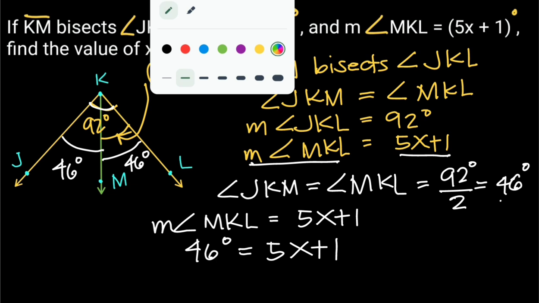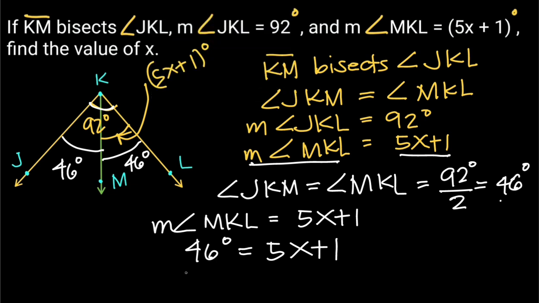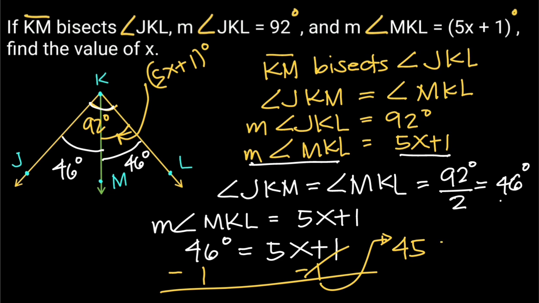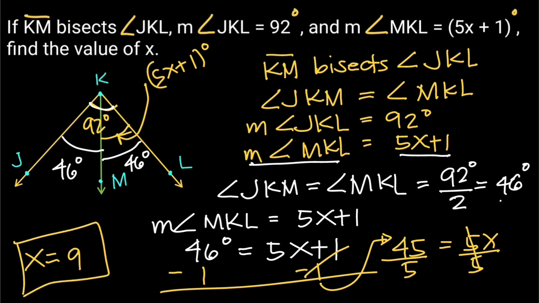Now we can solve for the value of x. We subtract 1 from both sides. So this is just 45 equals 5x. We divide both sides by 5. Therefore, x is equal to 9. So this is the value of x. Now let's solve another one.